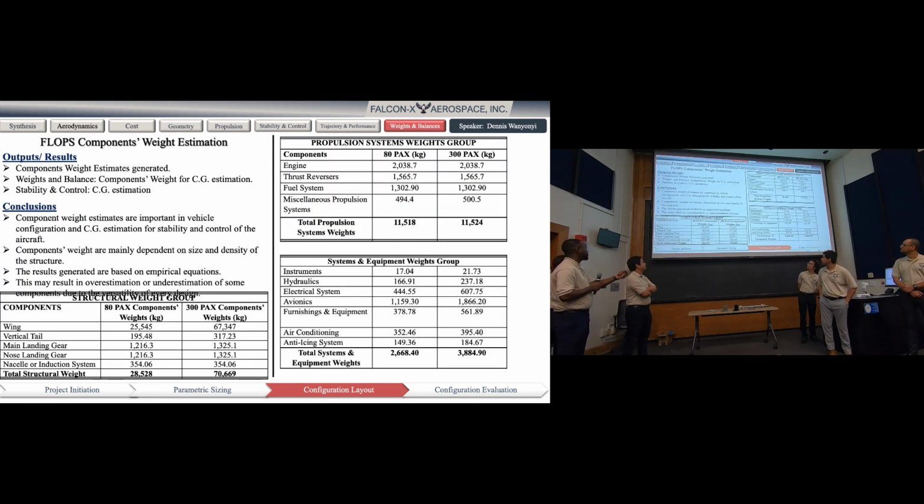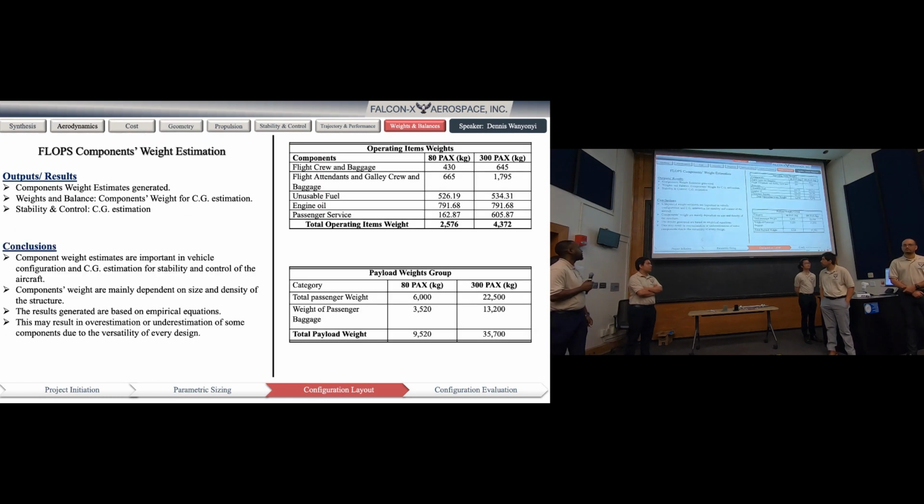And these are the results that were generated from it, grouped by the different weight groups, with the structure weight group, propulsion systems and equipment weight. Next slide. And one drawback about this method is it's a development from empirical and historical data, and so it may overestimate or underestimate some component weights, but that is accommodated in the configuration layer first by distributing those weights within the different weight components that can be moved around in the configuration.